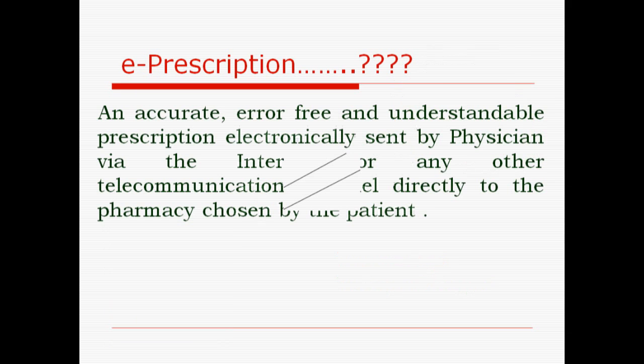Now, how do you define electronic prescription exactly? How is it different from the normal prescription? The electronic prescription is an accurate, error-free and understandable prescription which is electronically sent by the physician via the internet or any other telecommunication channel directly to the pharmacy chosen by the patient.